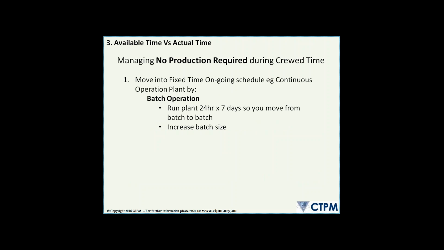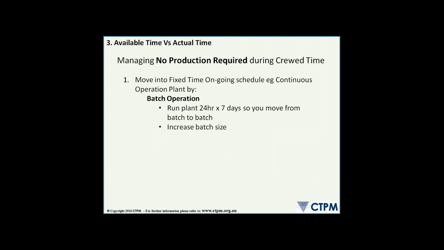Now, obviously if there's no production required and you've got everyone there, it's not very productive. So a bit like setup reduction, how do you reduce it? First of all, let's eliminate it totally by having a dedicated line. So can we do something that will get rid of no production required even in a batch environment? How do we move the plant to a fixed time ongoing schedule is a question we always ask.